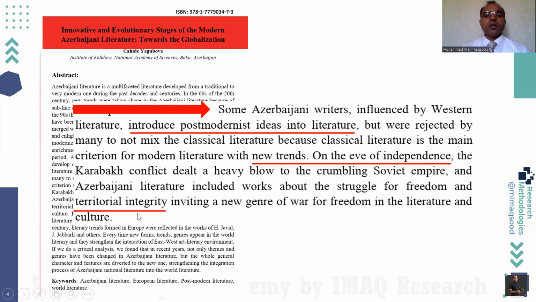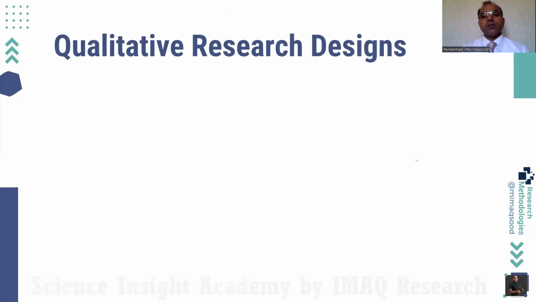As you all know, there was a Karabakh clash, which is finished now, and Azerbaijan maintained its territorial integrity. So this modern trend happened in Azerbaijani literature. All the authors, the intellectuals, the writers, were focusing on territorial integrity and presenting the value of independence, which became a part of Azerbaijani literature.